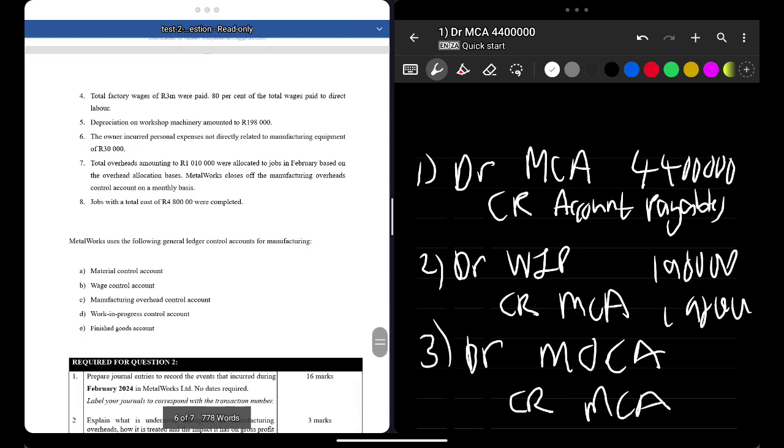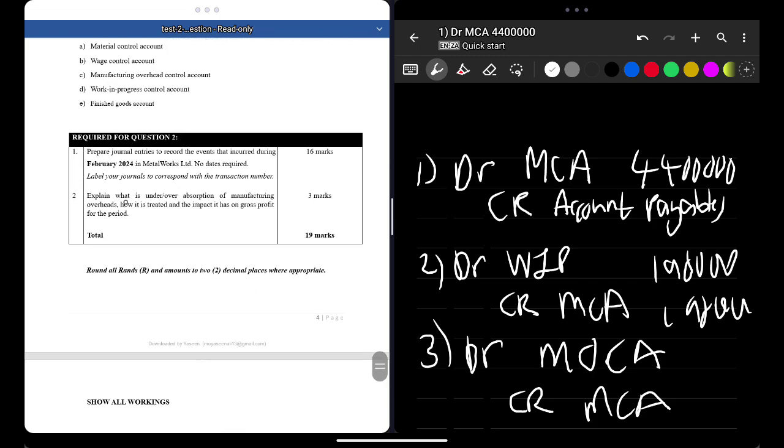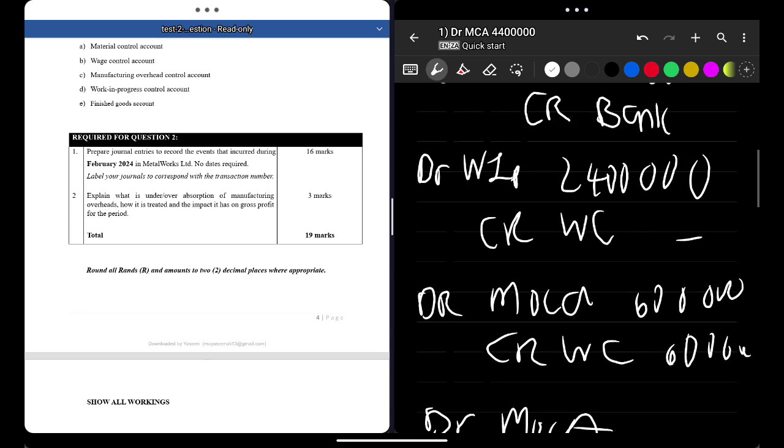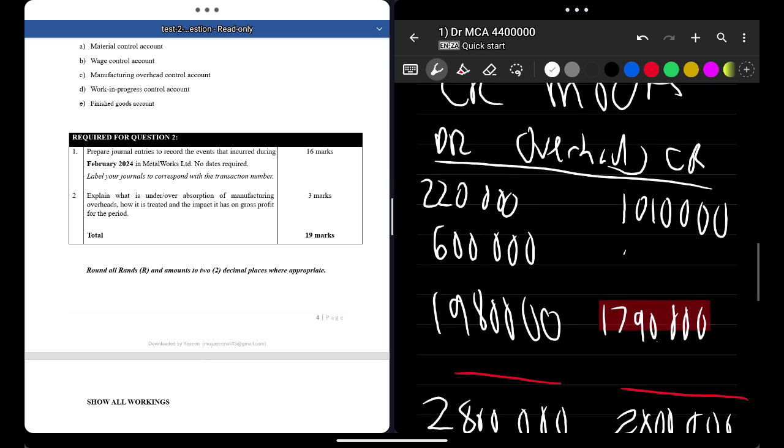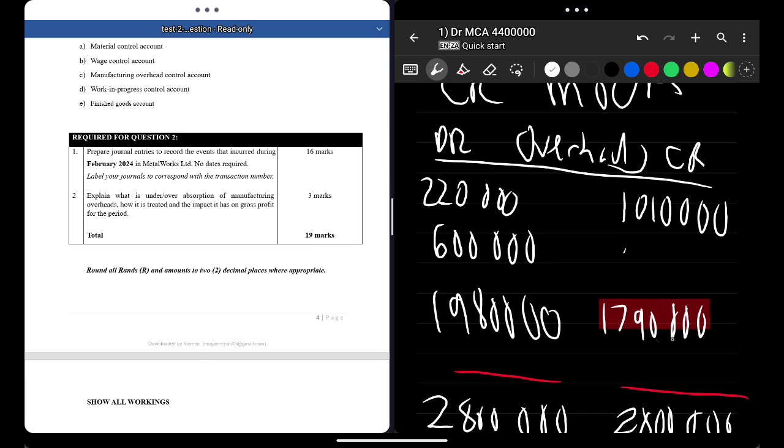I'm just seeing over here. Okay. So number 2, explain what is under and over absorption. Okay, easy. Under and over absorption. So you see this, we estimated how much the overheads will be, 1,010,000. However, the actual overheads, right? Actual is 2.8 million, right? So because this is an under recovery. And we fill in the balance. So it's 1,790,000, yeah.